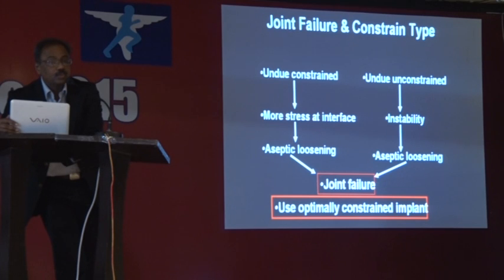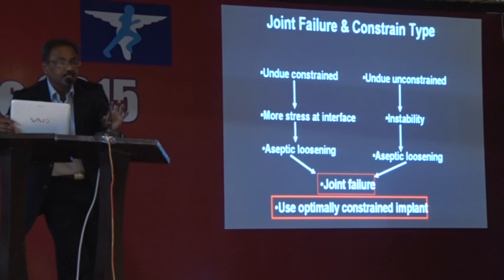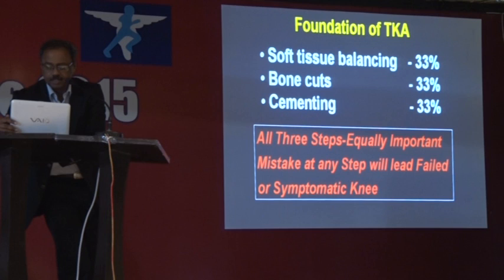So, as I told you, use an optimally constrained design. If you use undue constraint, what will happen? More joint stress, it will fail. If you use an undue unconstrained design, like you used CR and the joint is not properly balanced, then what will happen? The patient will have instability. So it may lead to aseptic loosening. So constraint should be optimum. Both things are important.